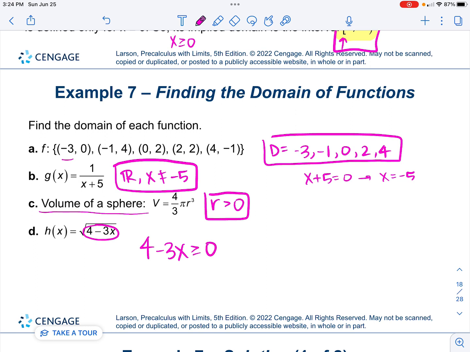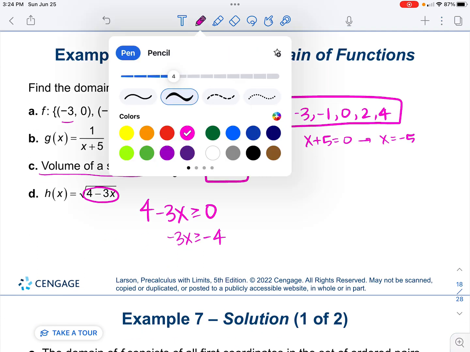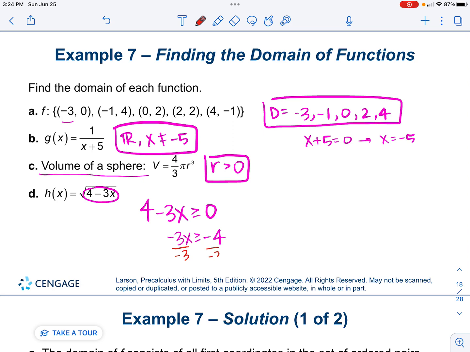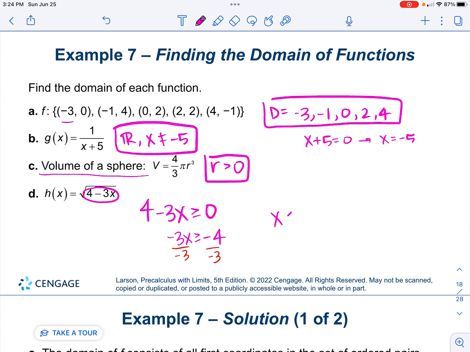to be square rootable. So now I'll subtract 4 from both sides, and this one's a little more complicated than the one we had before, but not a big deal. I'm going to solve for x. I did have to divide by a negative, so I will have to flip my arrow, but x has to be less than or equal to 4/3 in order for it to be defined. I'm going to write that in interval notation, negative infinity to 4/3, bracket, because 4/3 is included because of the equal sign, and that's how I'd write that.